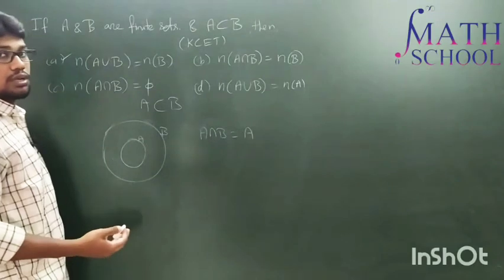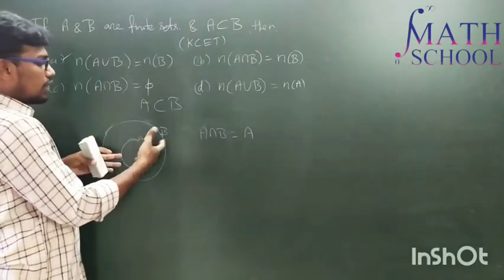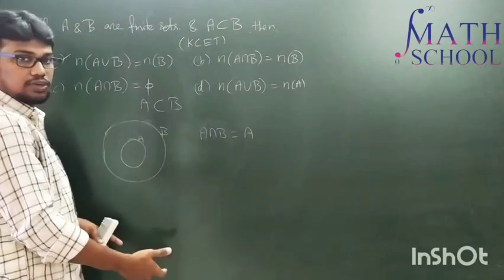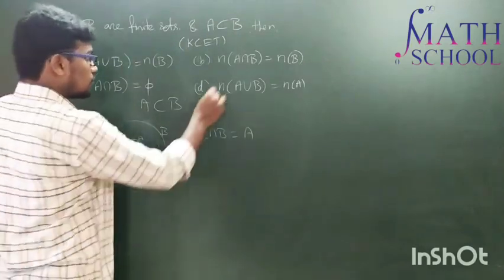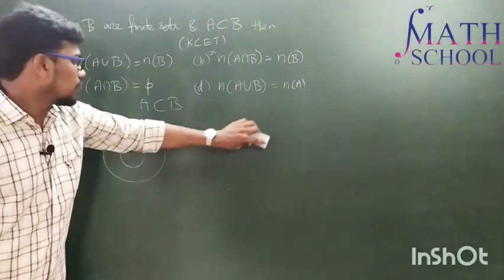Is it so? No, it need not be. If our A and B are looking like this, in this case A is not equal to B, so N of A need not be equal to N of B. So we can omit this option. This is wrong.